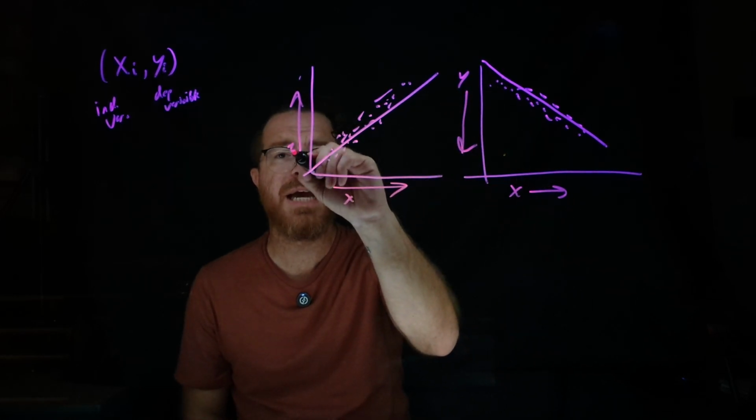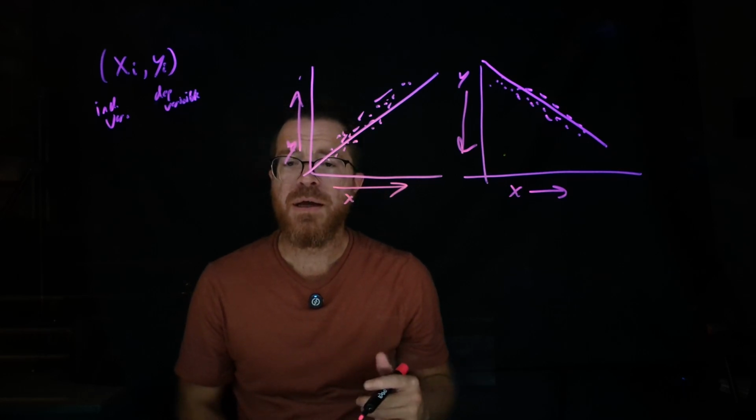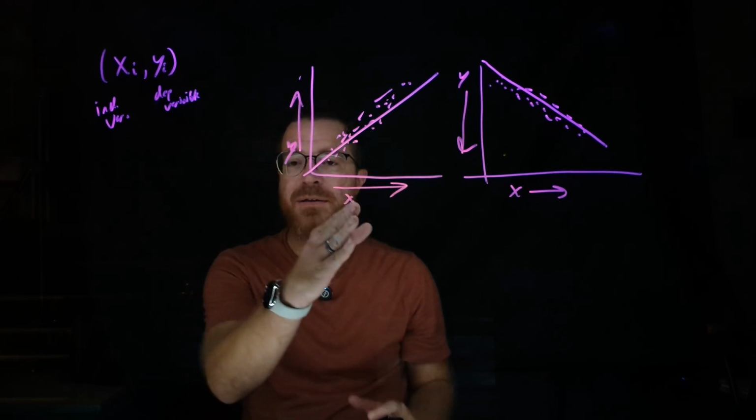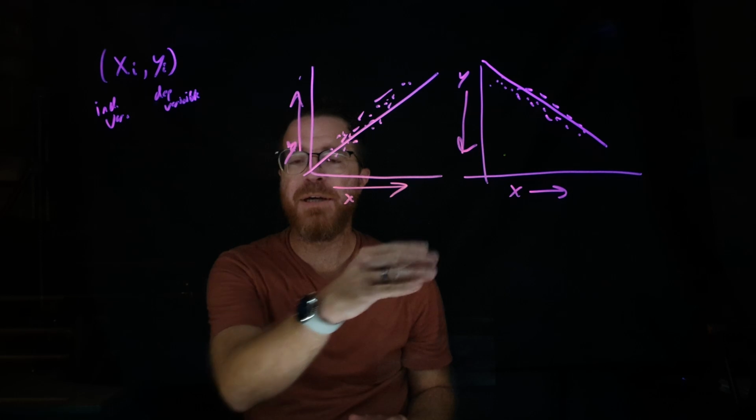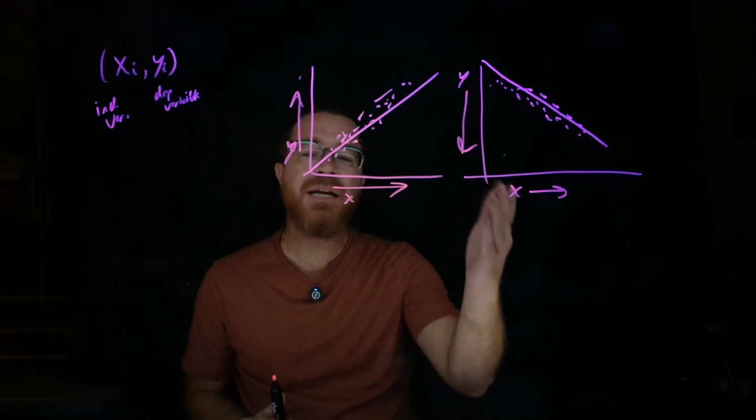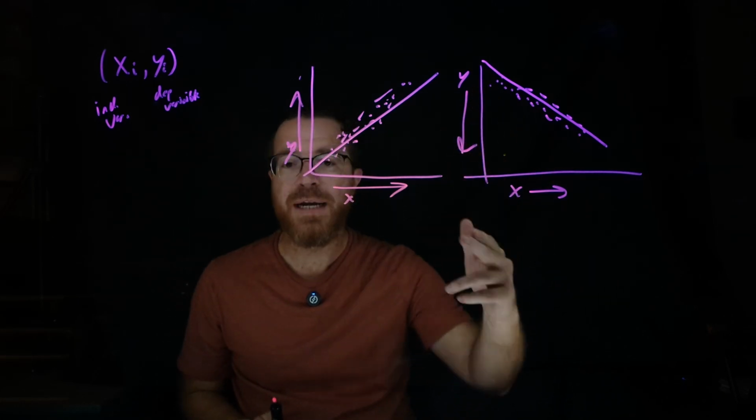And this is what we're looking at whenever we are looking at a correlation. A positive correlation means that as x gets bigger, y also gets bigger. A negative correlation means that as x gets bigger, y gets smaller.